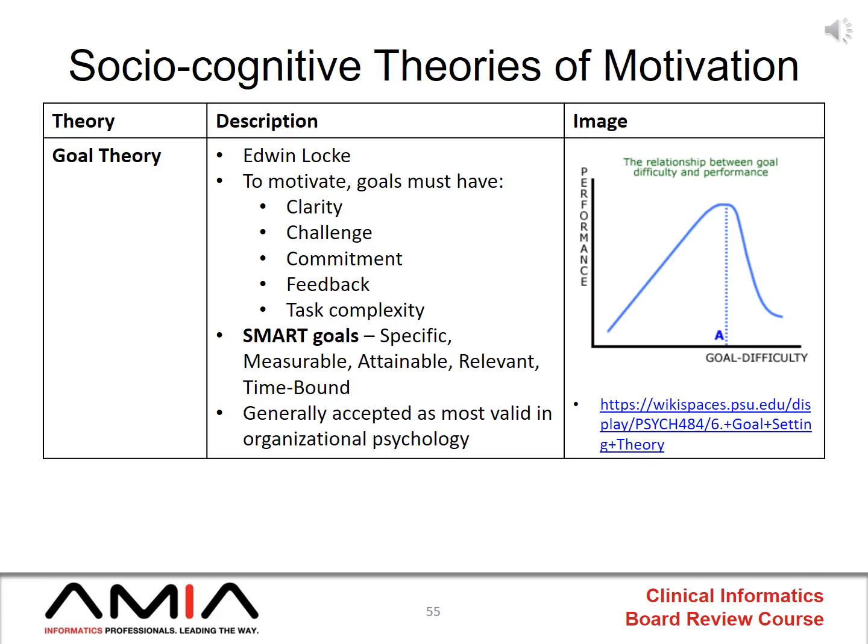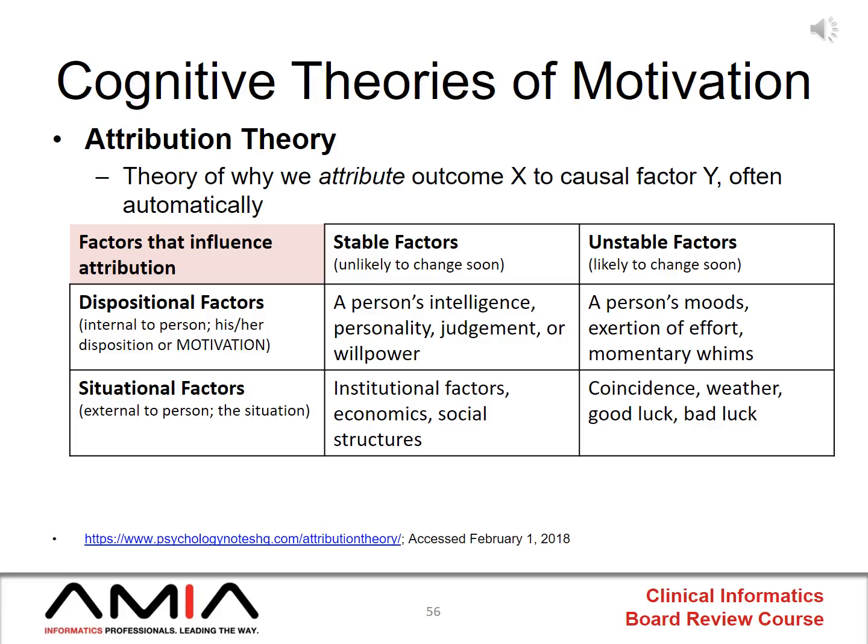I think many of you have heard of these. Specific, measurable, attainable, relevant, and time-bound are the descriptors that have to belong to a goal in order to make it a SMART goal. We're now going to move to cognitive theories of motivation, the first of which is attribution theory.